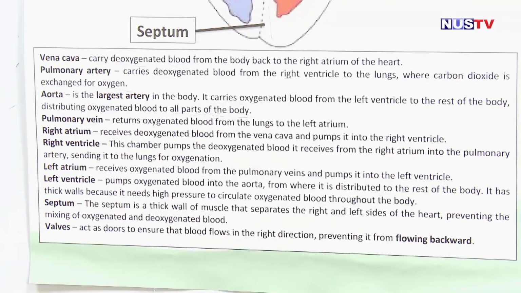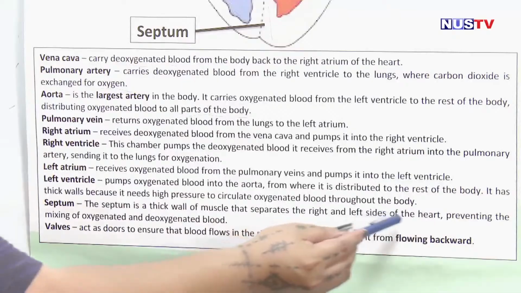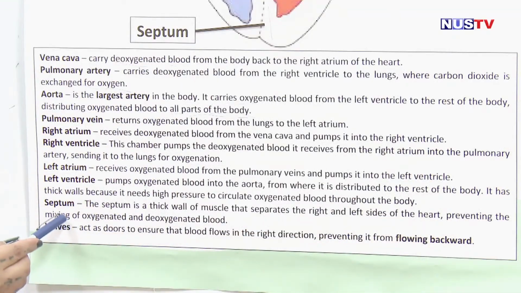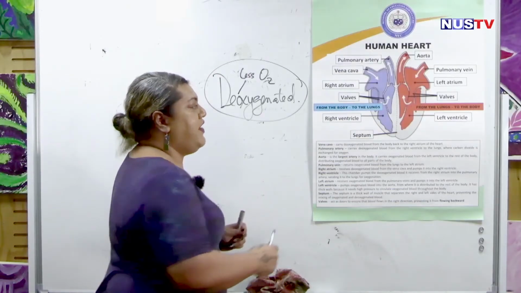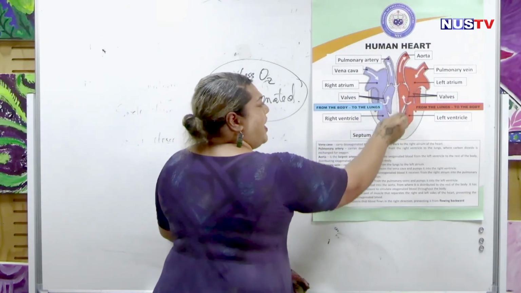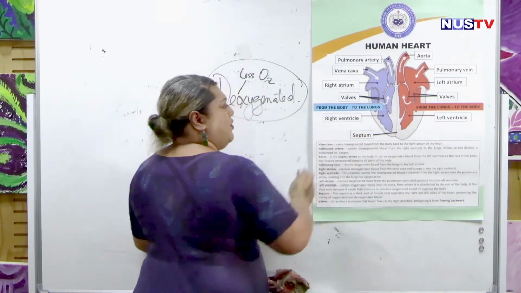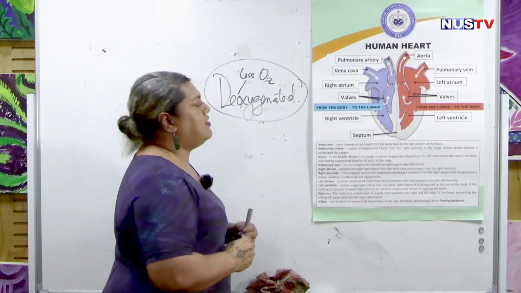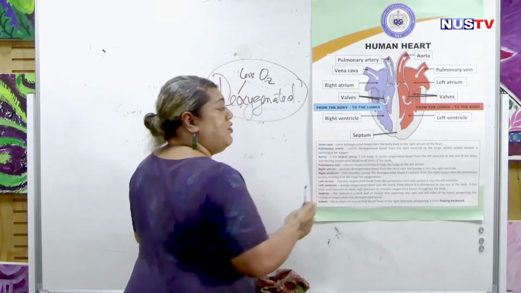Then there is the septum. The septum is a thick wall of muscles that separates the right and the left side of the heart, preventing the mixing of oxygenated and deoxygenated blood. The red parts show the oxygenated blood, and the blue parts show the deoxygenated blood.